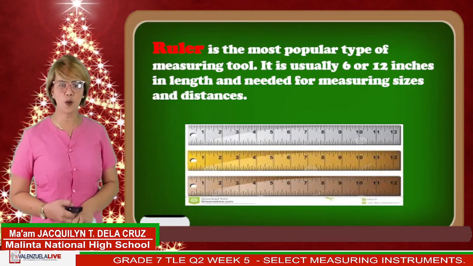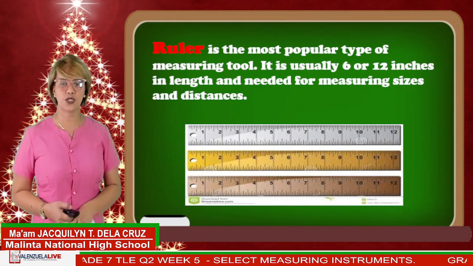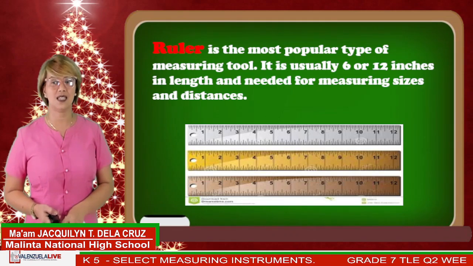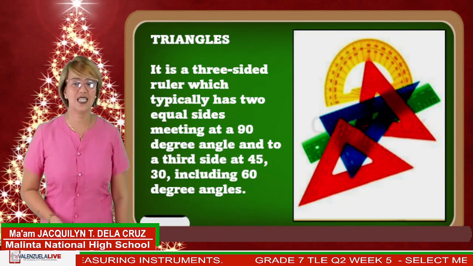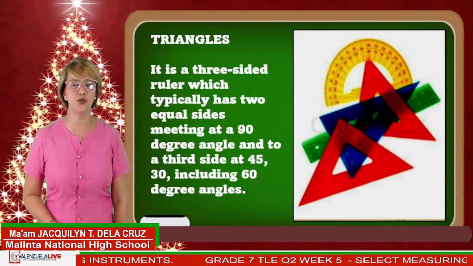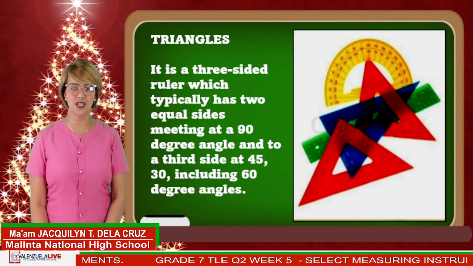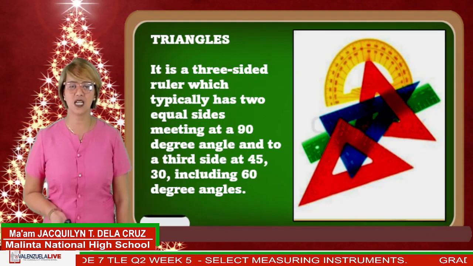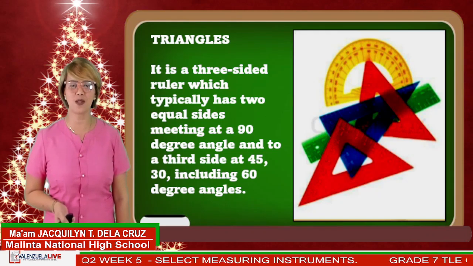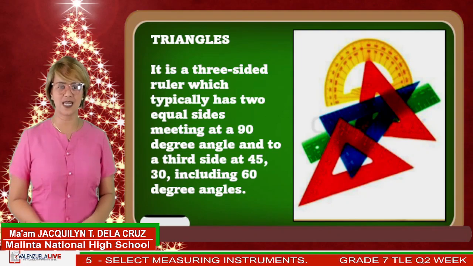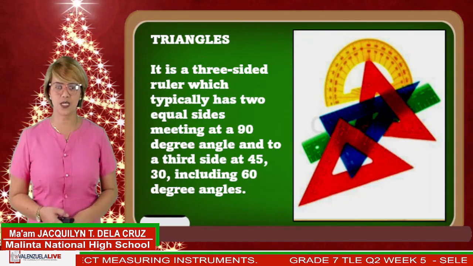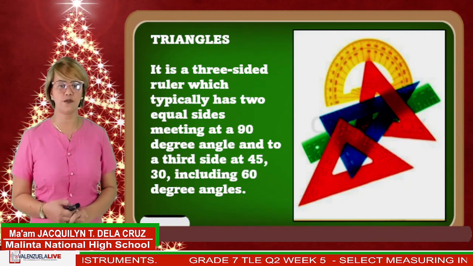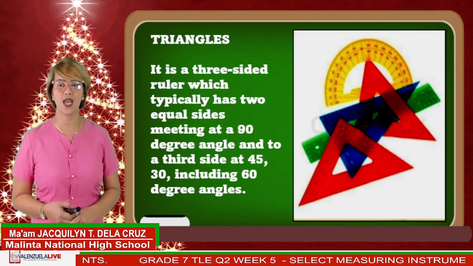Ruler, the most popular type of measuring tool. It is usually 6 or 12 inches in length and needed for measuring sizes and distances. Triangles. It is a three-sided ruler which typically has two equal sides meeting at a 90-degree angle and a third side at 45, 30, including 60-degree angles. It is usually made of plastic and comes in different sizes. If in use, the base of the triangle must rest on the blade of the T-square. Drawing a line always starts from the point near the base going upward.